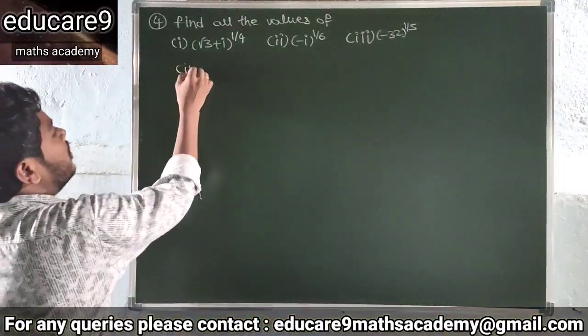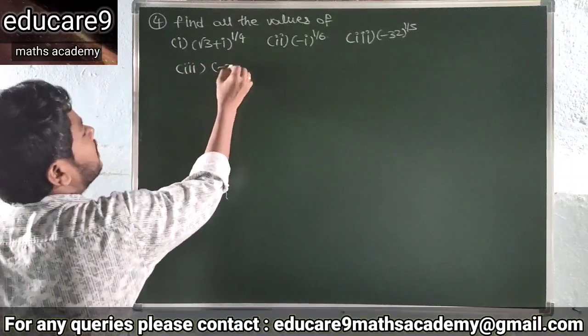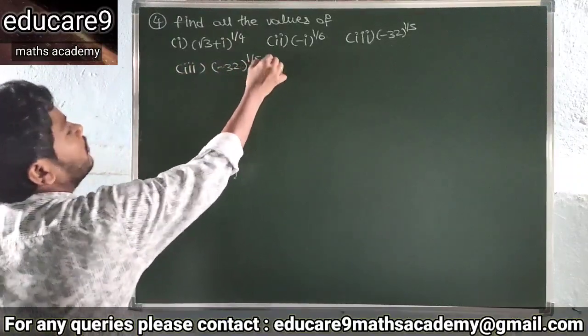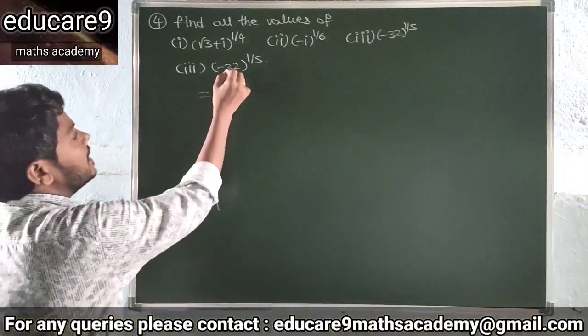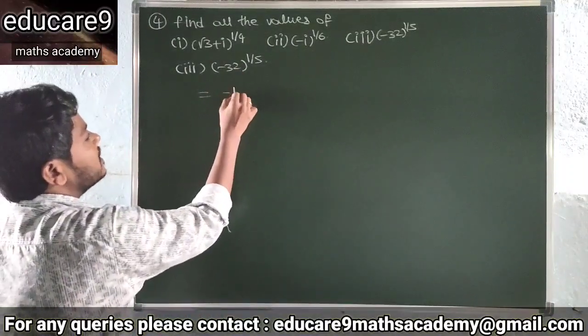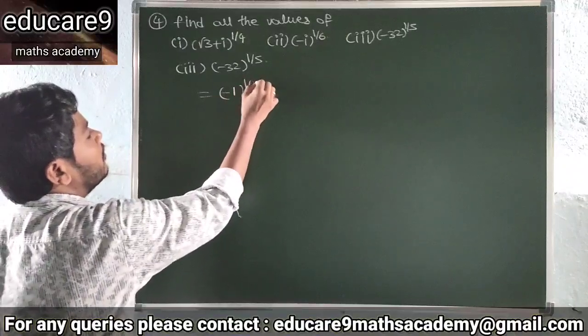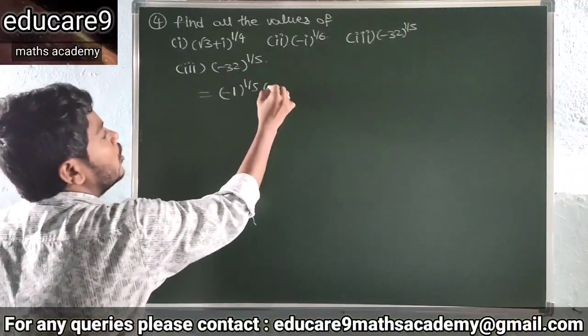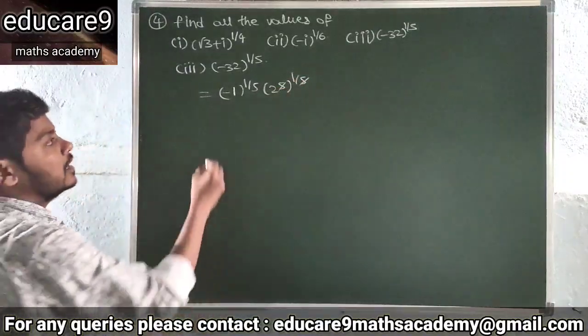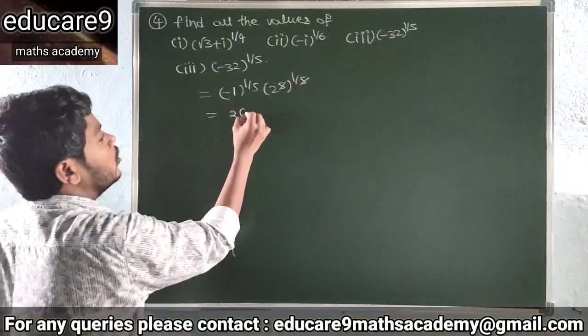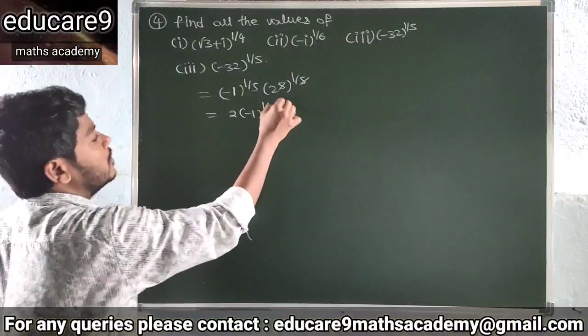So see question number 3. Minus 32 whole to the power of 1 by 5. Okay. So see here this can be written as (minus 1) whole to the power of 1 by 5 into (2 power 5) whole to the power of 1 by 5. So the 5 gets cancelled. You will get 2 into (minus 1) whole to the power of 1 by 5.